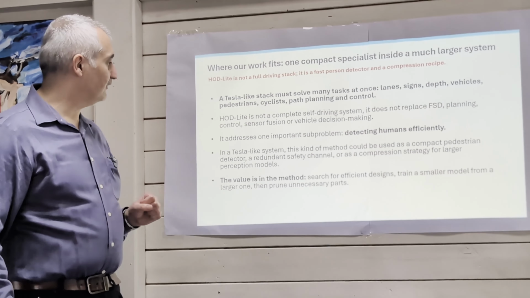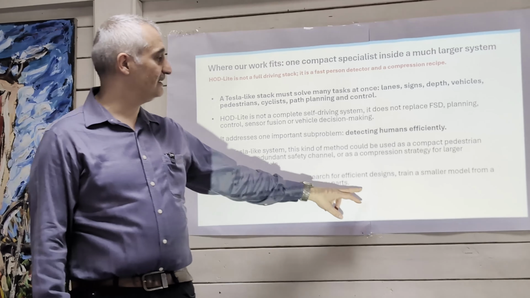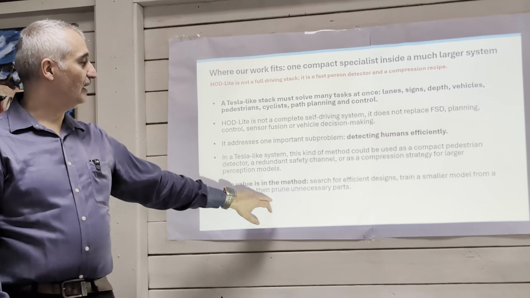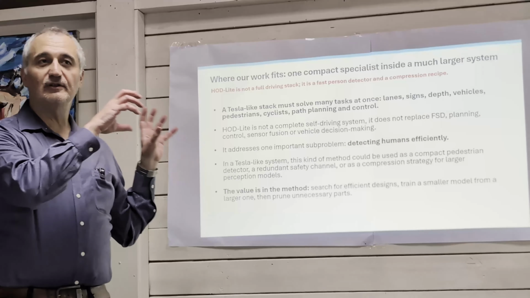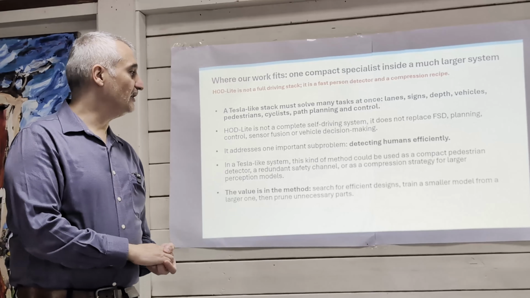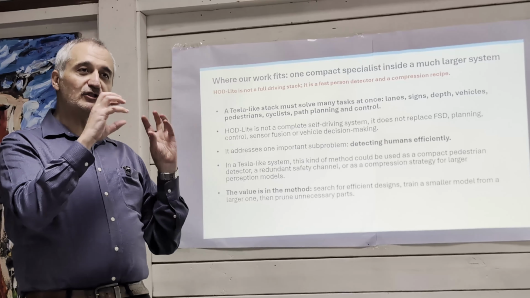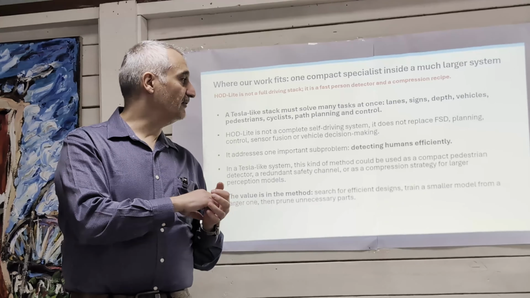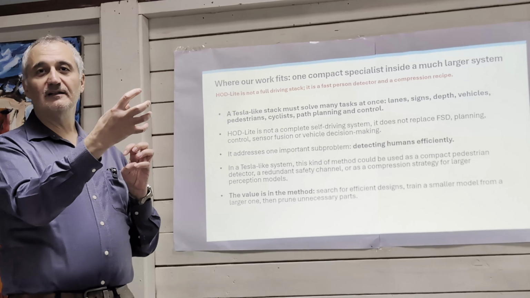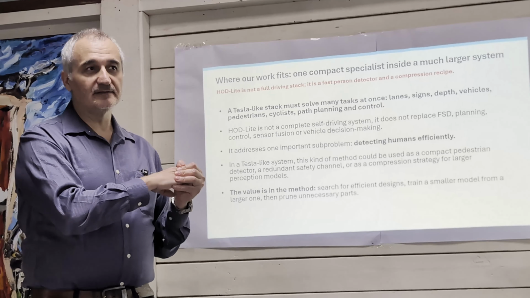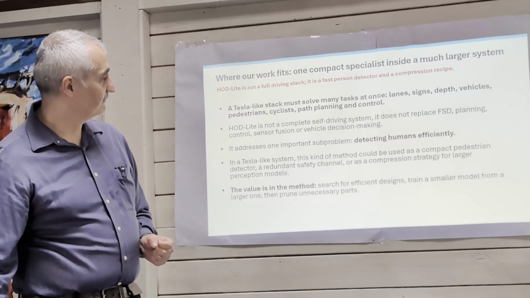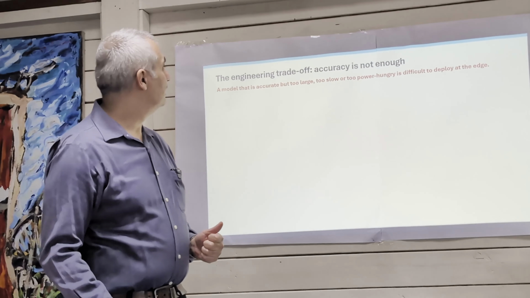So the value of the method is that to search for efficient design, train a smaller model from a larger one, then prune unnecessary parts. So when I showed you that neural network, that takes a lot of memory, that takes a lot of processing power. But if we can achieve the same functionality with a smaller one, we could either run another network next to it or run that one faster, right? So it's basically budgeting time and effort and quality.